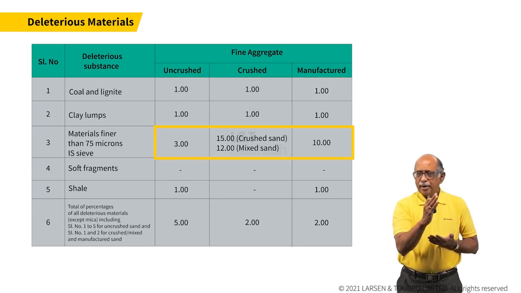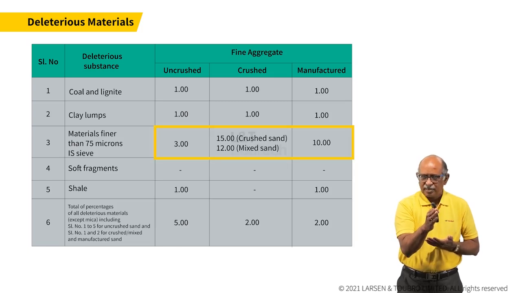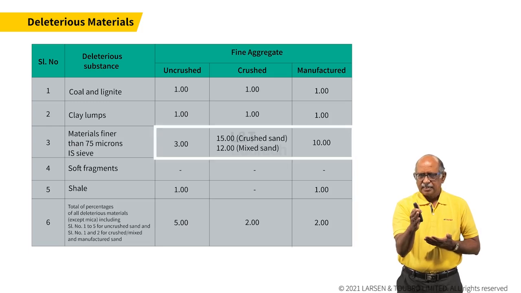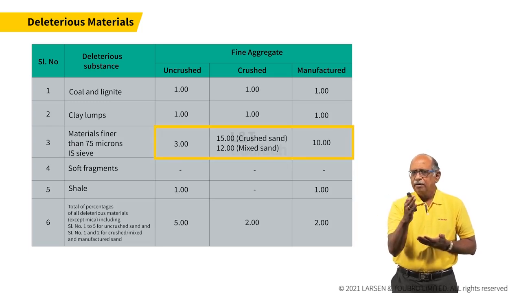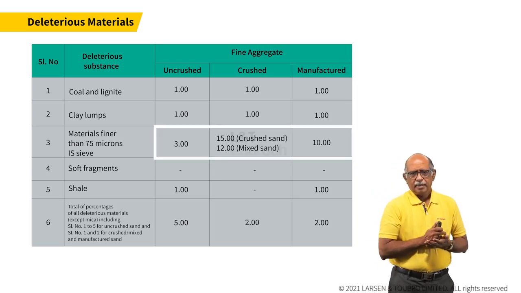When you talk about material finer than 75 microns, what we discussed earlier, 3% for uncrushed. Uncrushed is nothing but natural sand. Crushed is crushed sand, manufactured sand. That means 15 for crushed sand, 12 for mixed sand and 10% for manufactured sand.